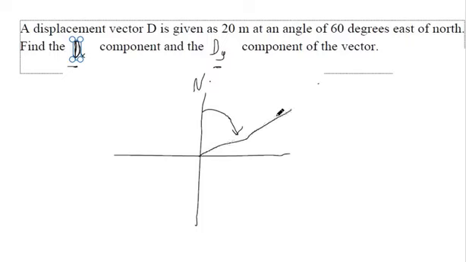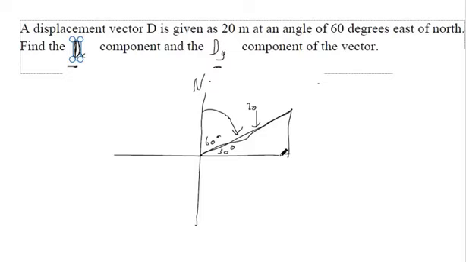Okay, so this would be roughly 60 degrees, which makes this, what, 30 degrees? That way we make a 180-degree angle. And then they told us the magnitude is 20 meters. So that means the length of this vector is 20. And I kind of jumped ahead here.